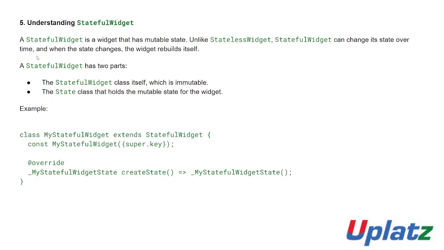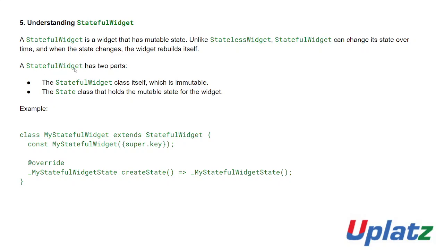Understanding stateful widget. A stateful widget is a widget that has mutable state which can be changed. Mutable state means the state can be changed, and it will show its effect on the UI. That's the main thing. Without showing that effect, you have nothing to do. Unlike a stateless widget, a stateful widget can change its state over time. And when the state changes, the widget rebuilds itself. The build method is called again.